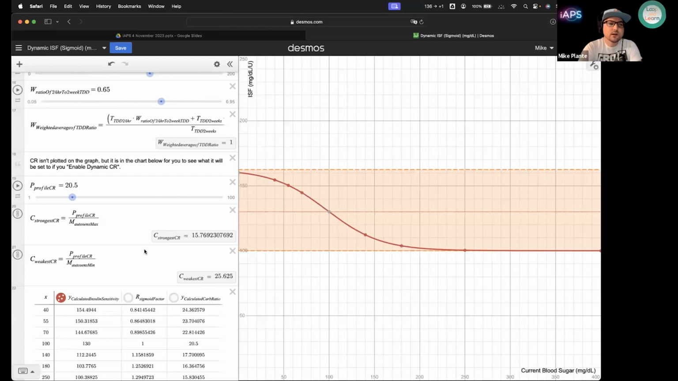I think that's kind of the thing about Sigmoid, is that if you're in your range, it's not doing much of anything. So if you just ran a perfectly flat line all day, your autosense is going to be 100% all day. It's not going to raise or lower it. So that's why it's important to make your profile ISF exactly where you want it for your target, or where you're going to spend most of the day. Like if your target is 100, but you're spending more of the day at like 120, then it's always going to be stronger than your profile target.